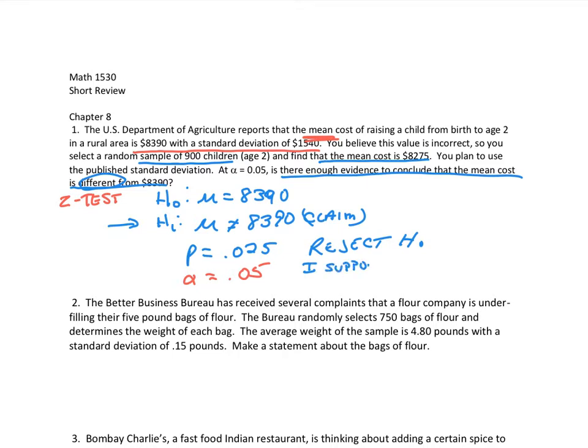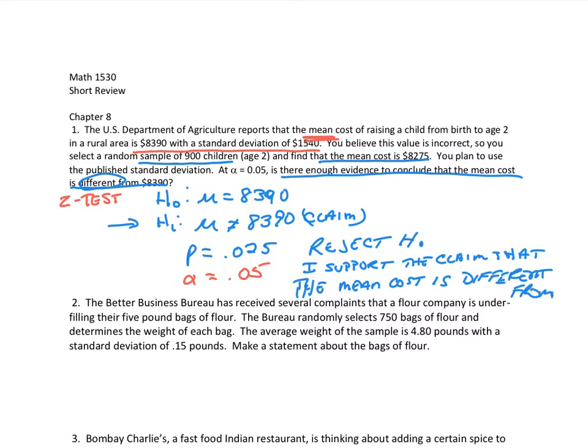and I don't know if I got enough room to write all this. That the mean cost is different from the 83.90.